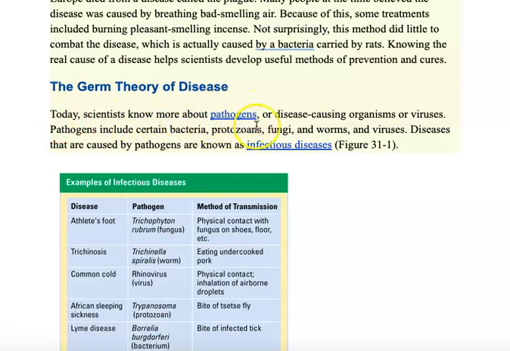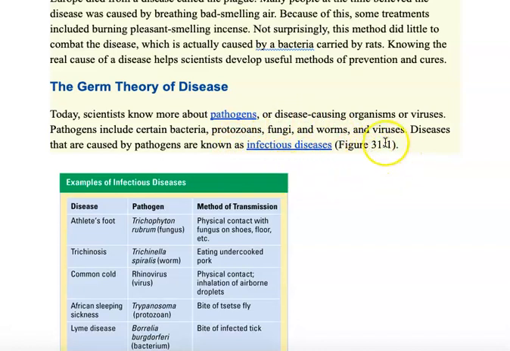What are pathogens? They're disease-causing organisms or viruses. So they can be bacteria or they can be viruses. Any of those disease-causing organisms are called pathogens. Pathogens may include bacteria, protozoans, which are unicellular organisms, fungi, worms, and viruses. Diseases that are caused by pathogens are known as infectious diseases.